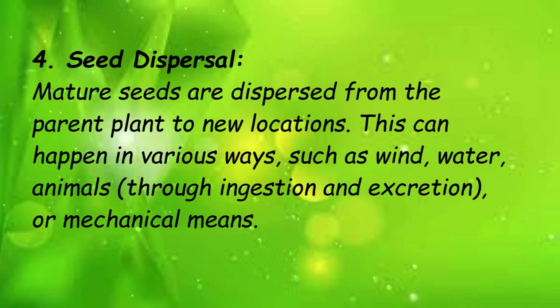The 4th stage is seed dispersal. Mature seeds are dispersed from the parent plant to new locations. This can happen in various ways, such as wind, water, animals, or mechanical means.